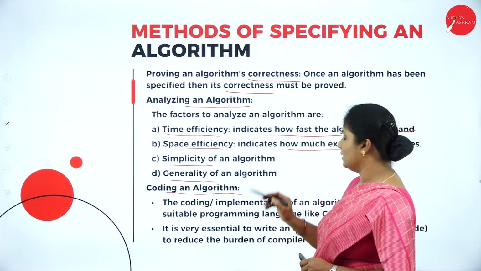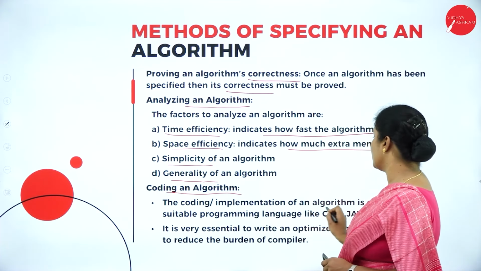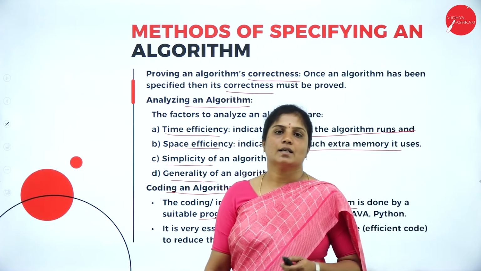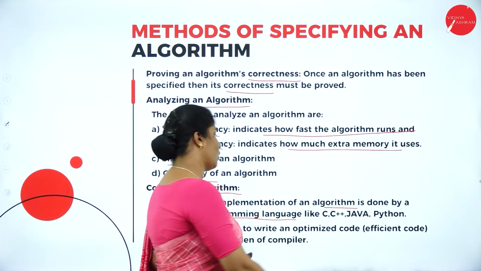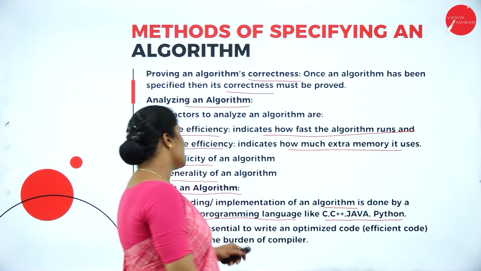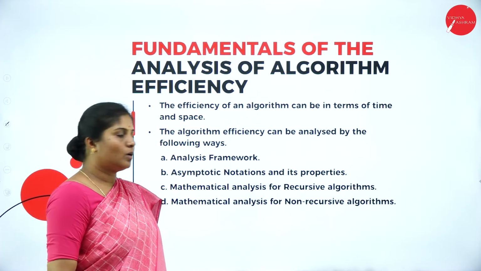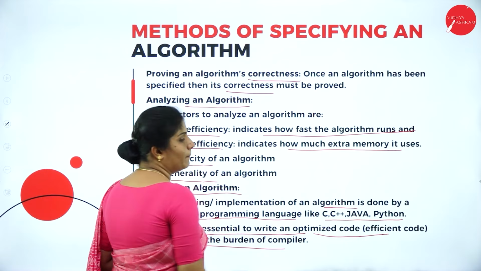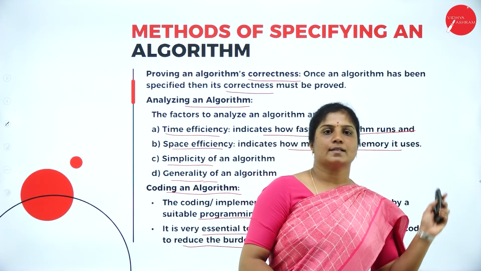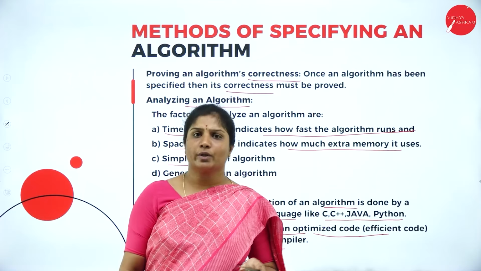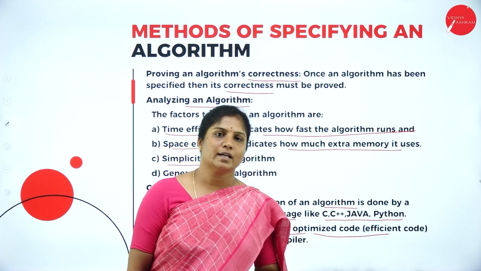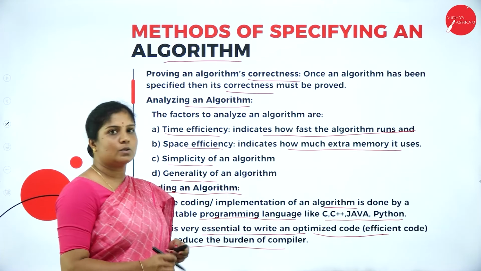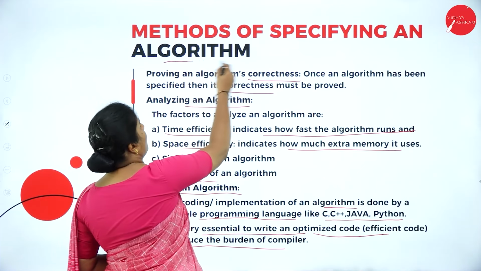Next, coding an algorithm. The coding, implementation of the algorithm is done by a suitable programming language like C, C++, Java and Python. By using these programming languages, we can implement our algorithm code. Next, it is very essential to write an optimized code to reduce the burden of the compiler. As I said, if I am adding two numbers, why take c? If I take c, that will confuse the compiler, isn't it? That is a waste of space and a waste of time. So these are some of the methods of specifying an algorithm.